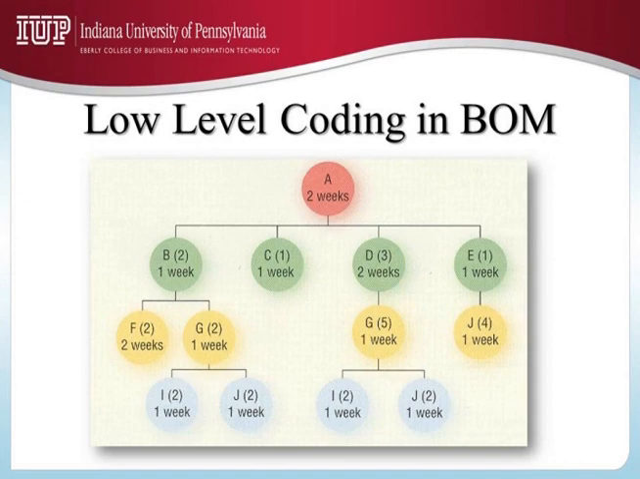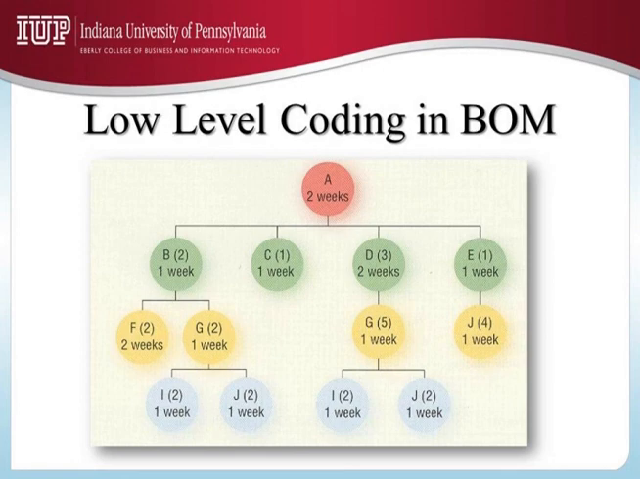Now look at B, C, D, E. Do they appear in multiple places? No. They appear only once in level 1. So the low level code for B, C, D and E are all equal to 1. How about F? F appears only once but in level 2. So its low level code is 2. G appears twice. Where? G appears twice both in level 2. So the low level code for G is 2.